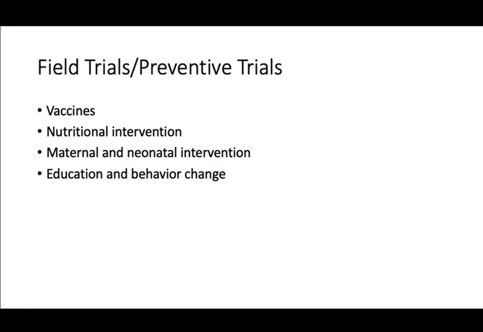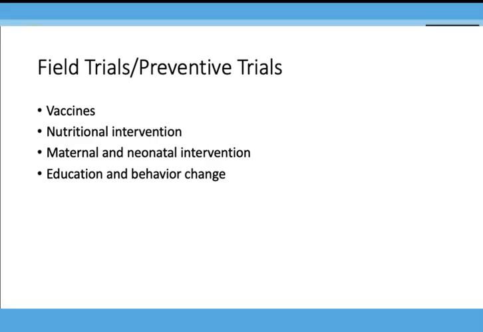So field trials or preventive trials are usually interventions applied at the community level, such as family planning, treating STIs, and even giving micronutrients to malnourished children. Some other topics used in this type of study design are vaccine effectiveness or efficacy, nutritional intervention, maternal and neonatal intervention, education, and behavioral change.